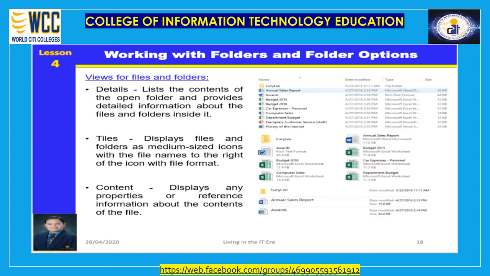Tiles displays files and folders as medium-sized icons with the file names to the right of the icon. The file format and file size are also displayed. And of course, the Content view. It displays any properties or reference information about the contents of the file. You can click the Sort By button in the View tab to arrange files by name, date modified, type, size, date created, authors, categories, tags, or title. And you can specify ascending or descending order.